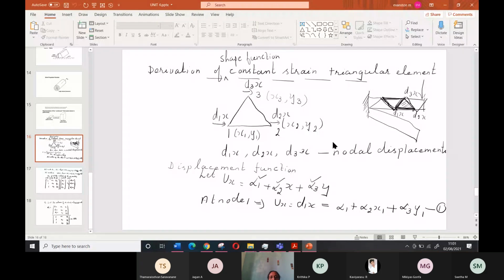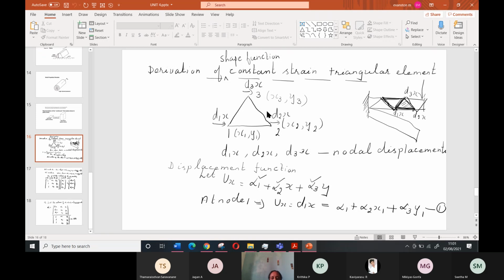So in the last class, we have seen the part of the derivation of the shape function for the triangular element. We have taken the triangular element and the displacement in the x direction as d1x at node 1, d2x at node 2 and d3x at node 3. We assume the displacement function is alpha 1 plus alpha 2 x plus alpha 3 y.